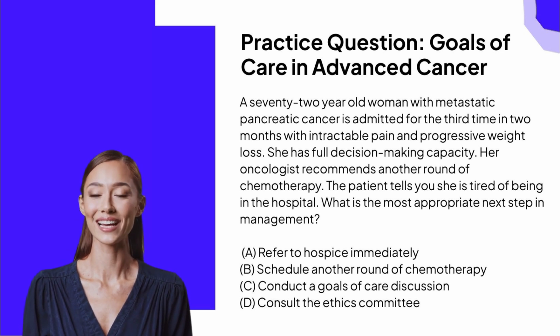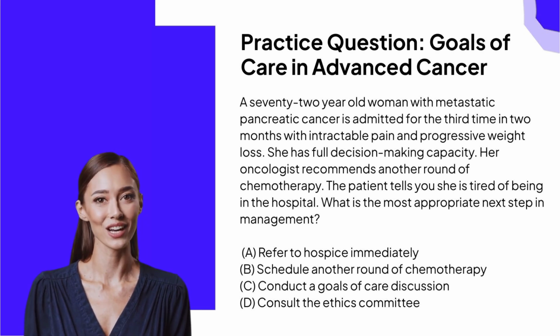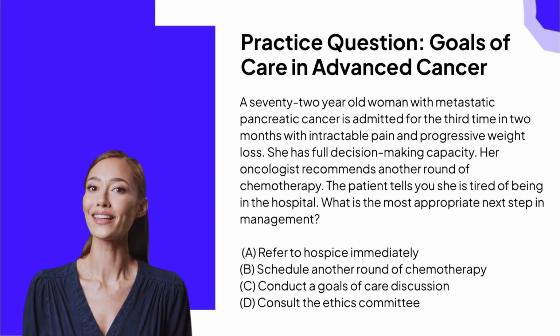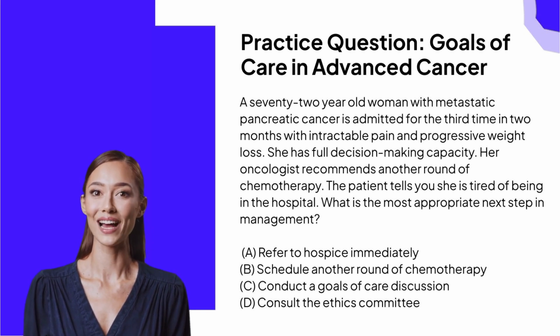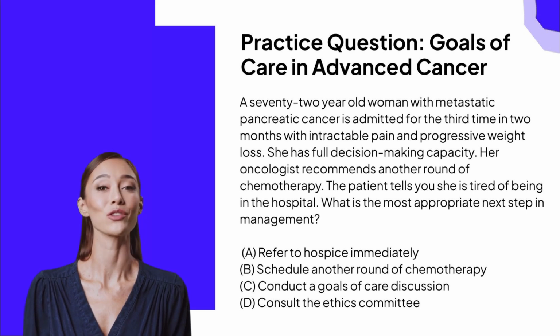Your choices are A, refer to hospice immediately. B, schedule another round of chemotherapy. C, conduct a goals of care discussion. Or D, consult the ethics committee. Take a moment and think about what pattern you are seeing here before we walk through the answer.